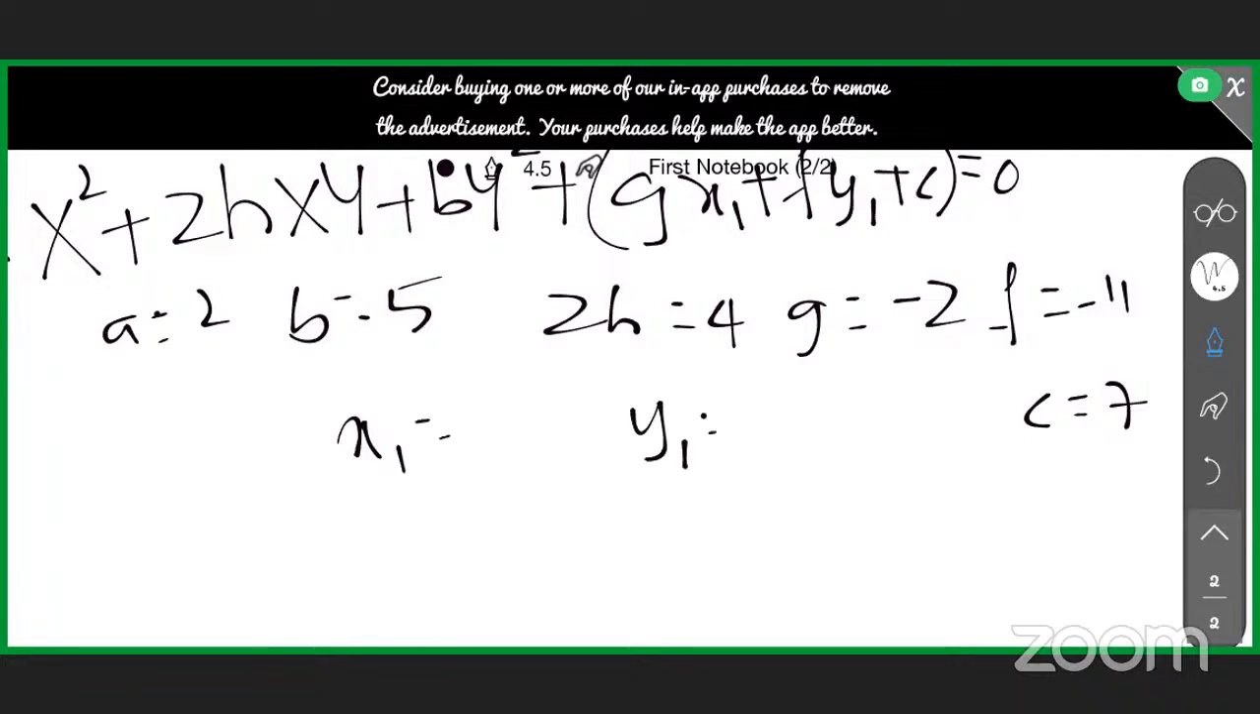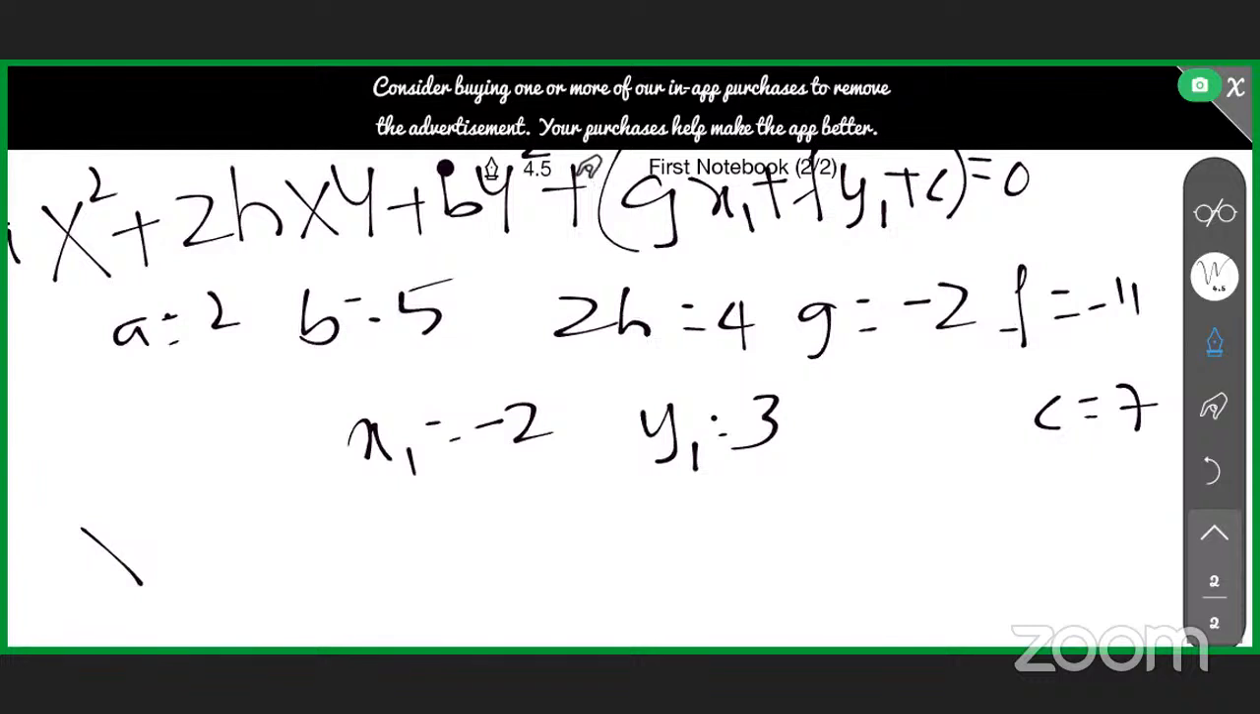x1, y1 value is nothing but the new coordinate. What is the shifting of the new origin? Minus 2 comma 3, correct? So x1 will be minus 2, y1 will be 3. So the transformed equation becomes, put every value in this equation.